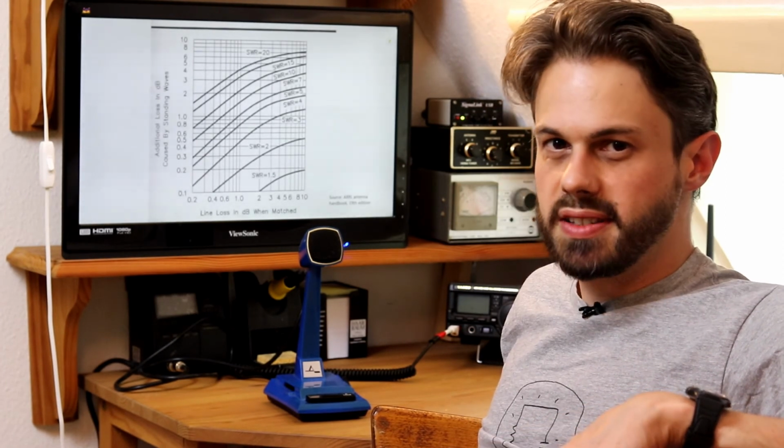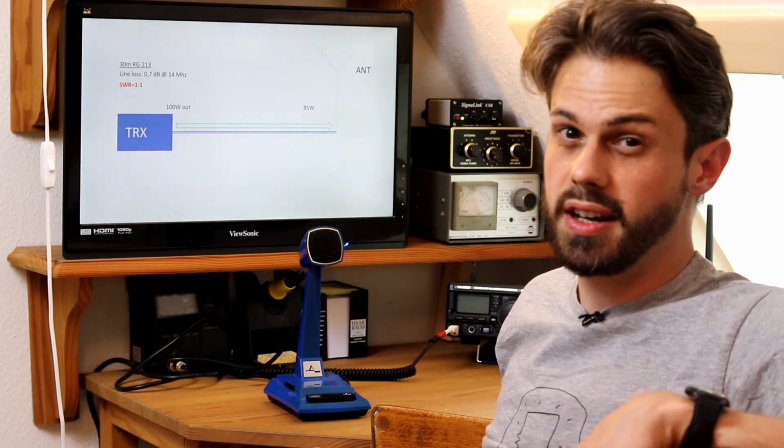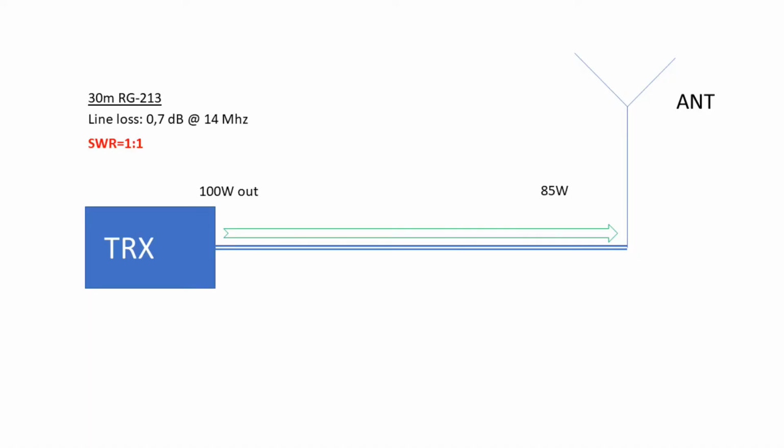Let's look at some examples. So we have a line loss again of 0.7 dB for our 20 meter transceiver, and that means again 85 watts reach the antenna. Now, if we have an SWR of 2 to 1, this goes down to 81.5 watts. 3 to 1, it goes down to 77.2 watts. 4 to 1, it goes down to 72.8 watts.